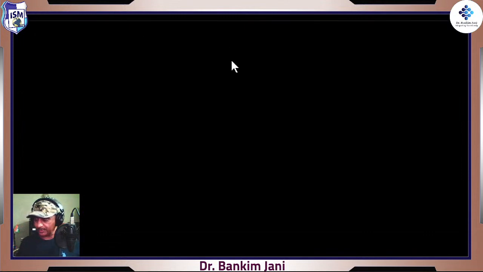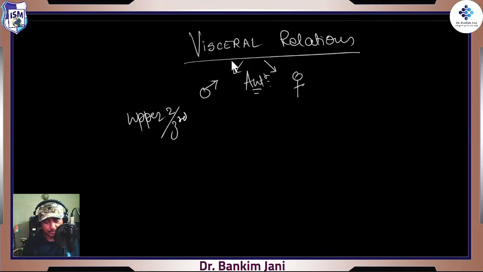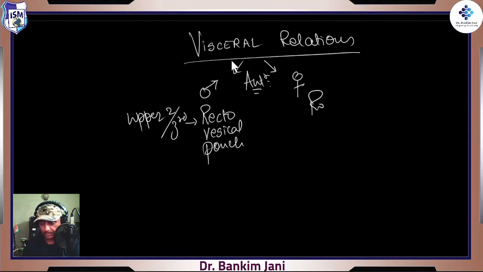Now about those visceral relations. Now these visceral relations will change in male or female, right? So let's talk about the anterior portion first, in case of male and in case of female. So upper two-third, that would be closely associated with what we saw, rectovesical pouch, right? Very simple, right? Rectovesical pouch. What about female? It would be rectouterine pouch, right? Rectouterine pouch.